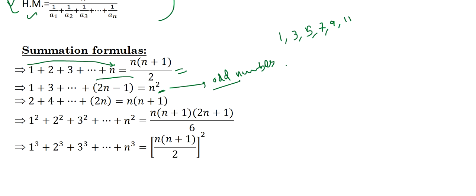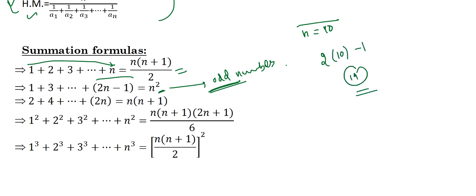So this term will be what? Or else let me give you another example. See, let us consider n is equal to 10. Then what will be the last value of odd numbers? Think about it. So 2 into 10 minus 1, that is going to be 19. So 19 will be the last value of the odd numbers, if n is going to be 10.